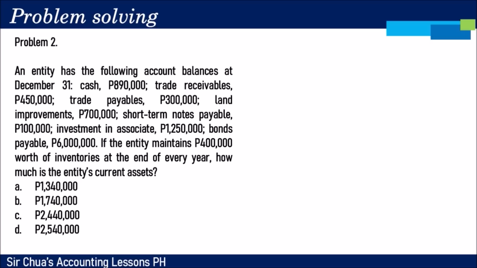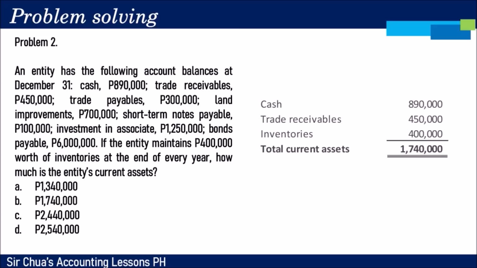Since our problem is just asking you about current asset, edi hanapin lang natin sa problem kung ano ba yung mga current asset. So, cash of 890,000, trade receivable of 450,000, and yung inventories na 400,000. So, medyo nilito lang kayo dun sa maintains 400,000 inventories at the end of every year. Ibig sabihin lang dun, yung inventories nila every end of the year, 400,000. Ibig sabihin, may inventory sila na 400,000. Nililito lang kayo nung examiner ng mga words na pwedeng guluhin yung utak nyo. Ganun lang yan, okay? So, ang total current assets natin is 1,740,000.